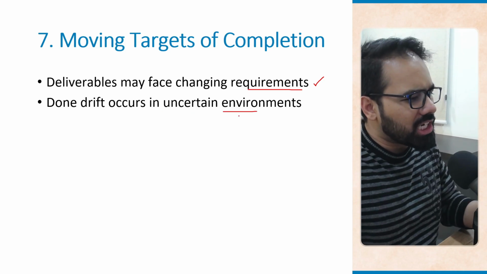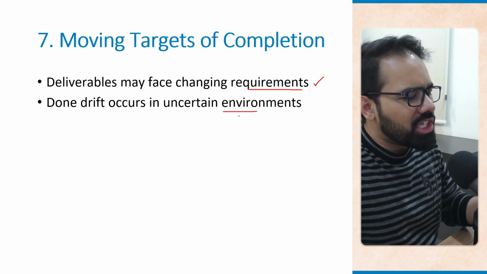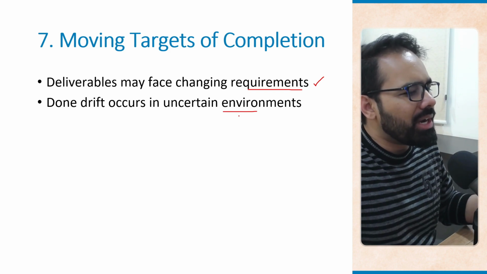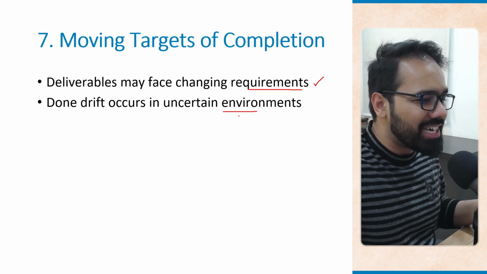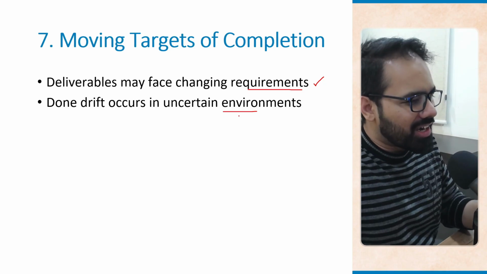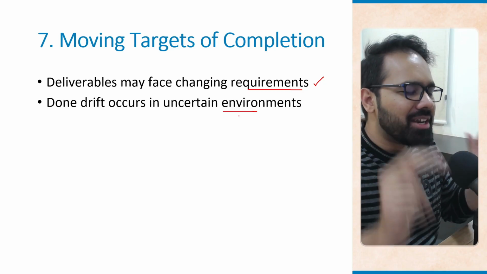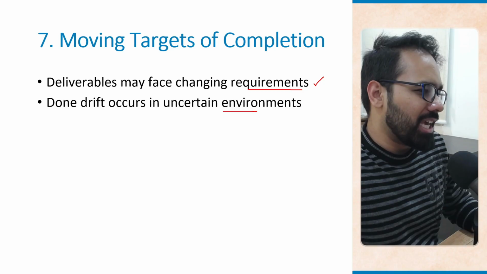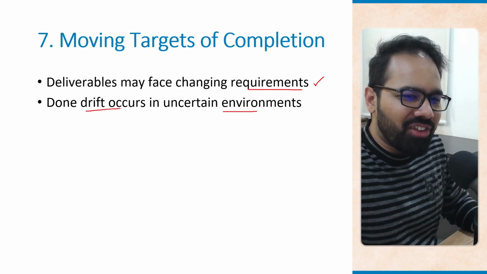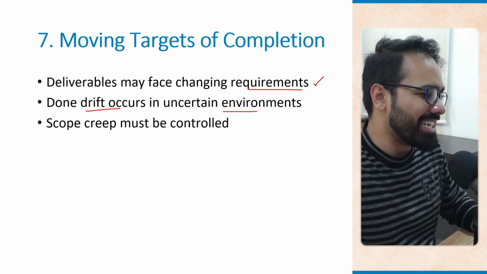Done drift occurs in uncertain environments. Now, if the project takes too long, features that were planned as innovative may actually feel outdated. So this moving target means that your done can keep shifting as well.